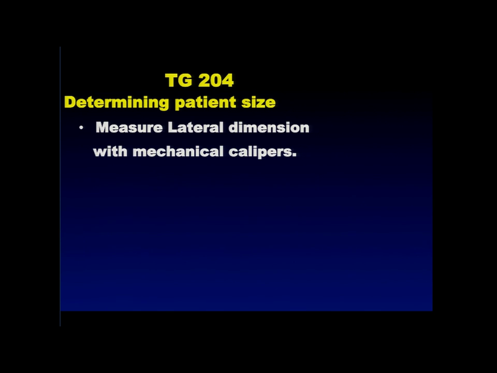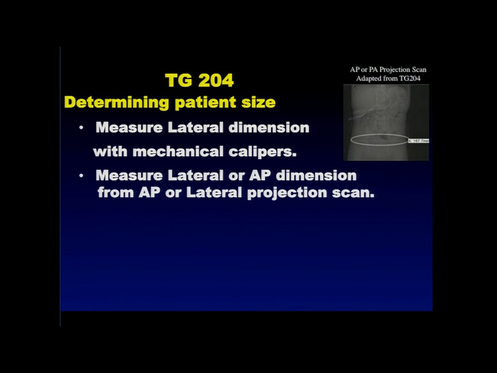Well, how do we determine patient size? Well, after the scan, it's easy. If you take the projection scan, you can draw a line across the region of the body you're interested in, and the scanner will tell you the size. You have to be careful in this case that the patient is centered vertically in the gantry, because if not, you're going to get magnification error.